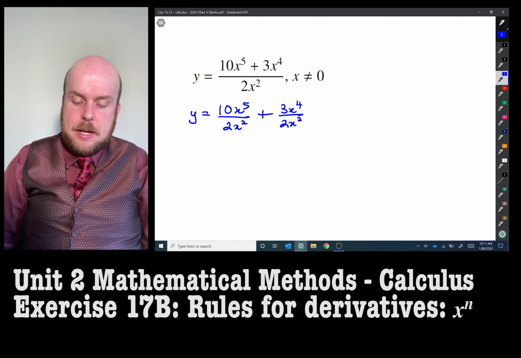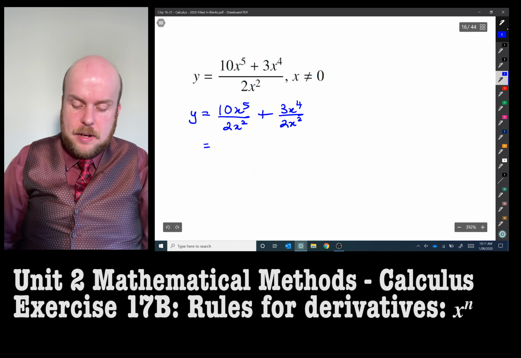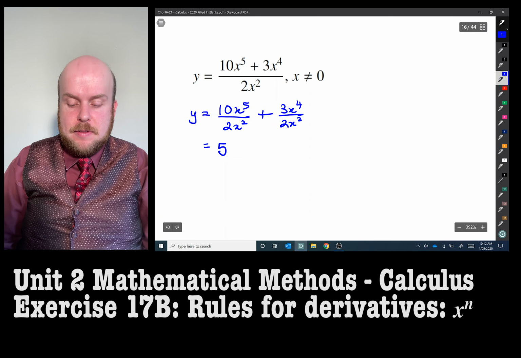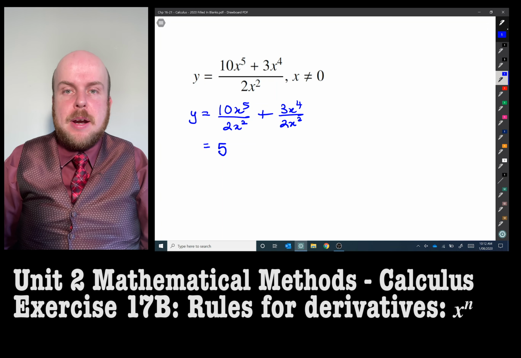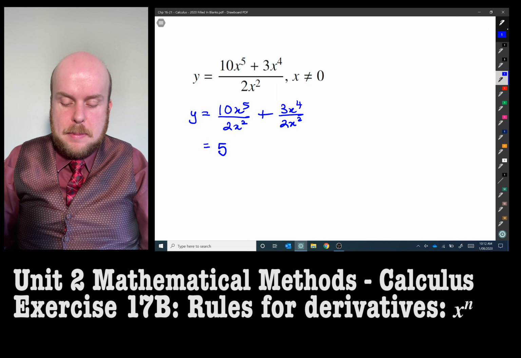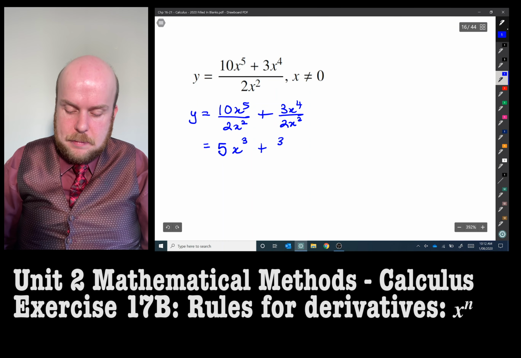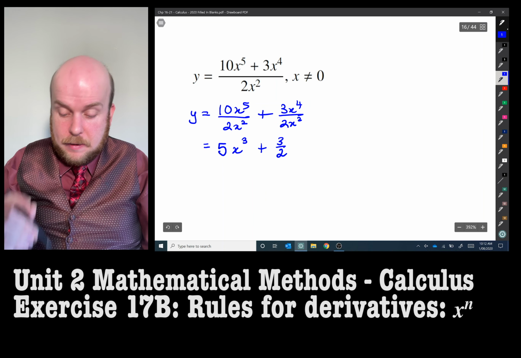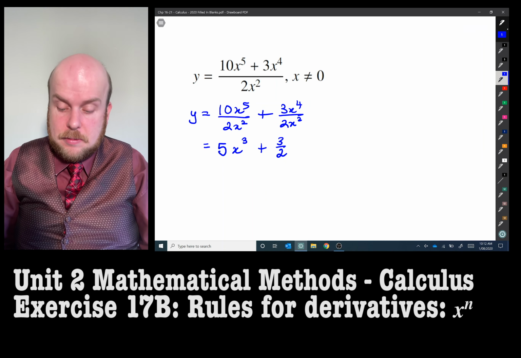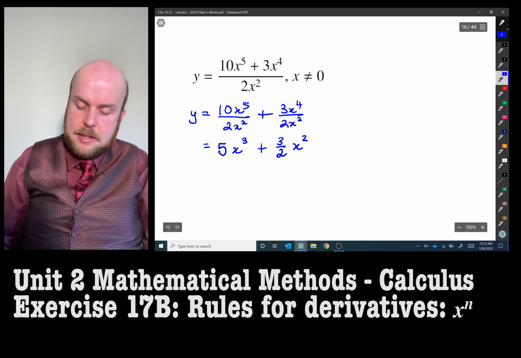So 10 divided by 2 is going to be equal to 5. X to the power of 5 divided by x squared. Need to remember our index laws here. X to the power of 5 divided by x squared is x to the power of 3. 3 over 2 can't simplify. X to the power of 4 divided by x squared makes it x squared.